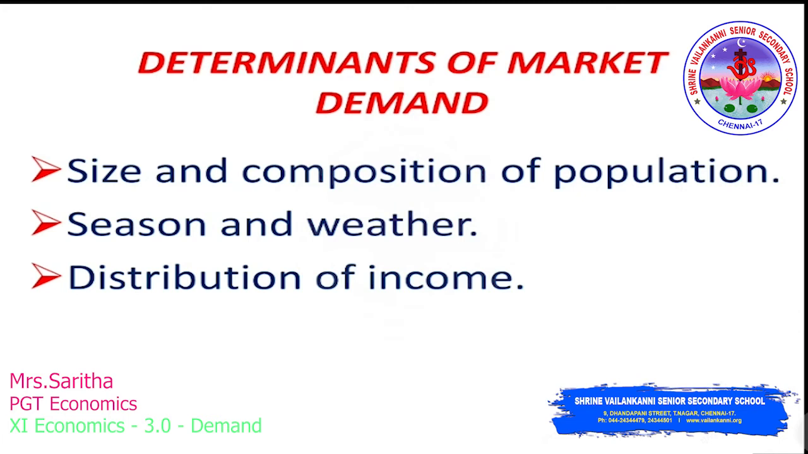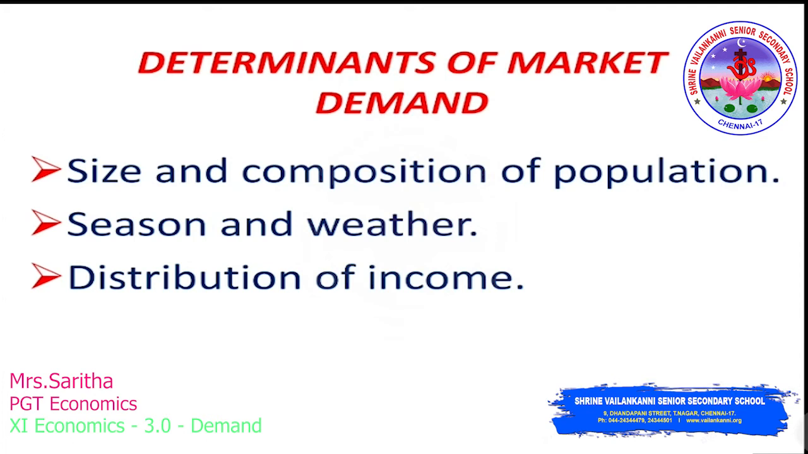Now the second one, season and weather. The seasonal and the weather condition also affect the market demand for a commodity. For example, during winter, demand for woolen clothes, jackets increases. Third one, distribution of income. If income in the country is equitably distributed, then market demand for the commodity will be more. If people are either very rich or very poor, then market demand will remain at a lower level.